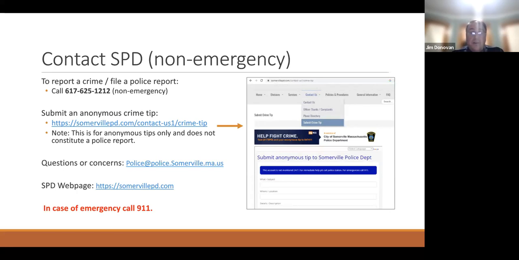If you have questions or concerns, you can see our email address there. It's police@police.somerville.ma.us, and our webpage is there as well. Within our webpage, we have an anonymous tip line that you can also send anonymous tips. But please, if you use the anonymous tip line, please know this is not monitored 24 hours a day, 7 days a week. Next slide.